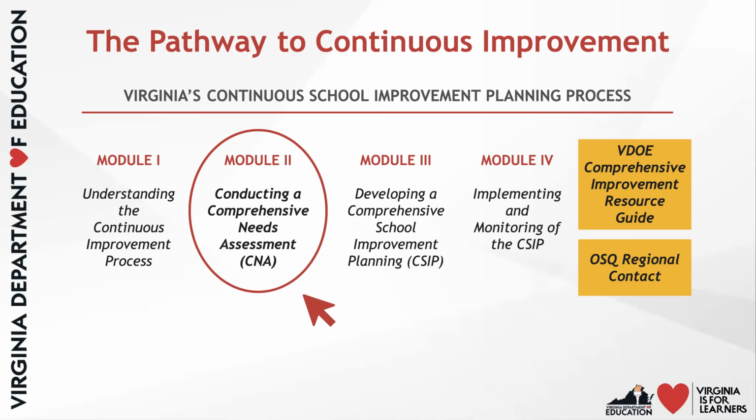Module 3, now this is where you will start building that plan of action. This module is about taking you through the process in developing your comprehensive school improvement plan. And then we have a Module 4. Now this is the implementing and monitoring of your comprehensive school improvement plan. This module walks you through developing a monitoring process to ensure the implementation and impact of the actions selected in your comprehensive school improvement plan.